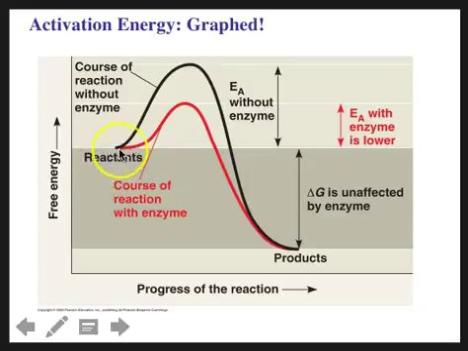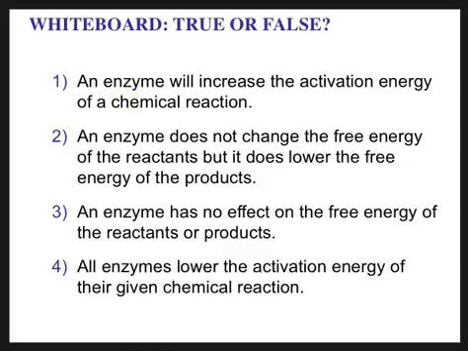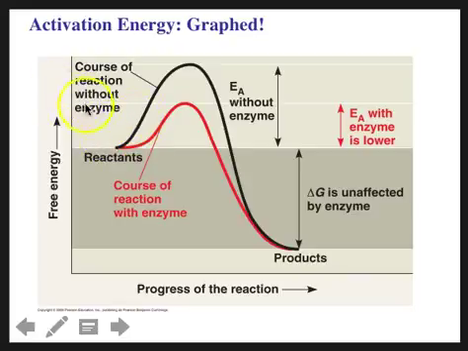If I have an enzyme present, I'm going to talk about this red line. See this red line? I come to the peak much more quickly. I come to it at a lower free energy level. I needed this much without the enzyme. I need this much with the enzyme. And so I come to it at a lower energy level, and then I proceed to products. So the thing that changed was the amount of activation energy without an enzyme compared to the amount of activation energy with an enzyme.